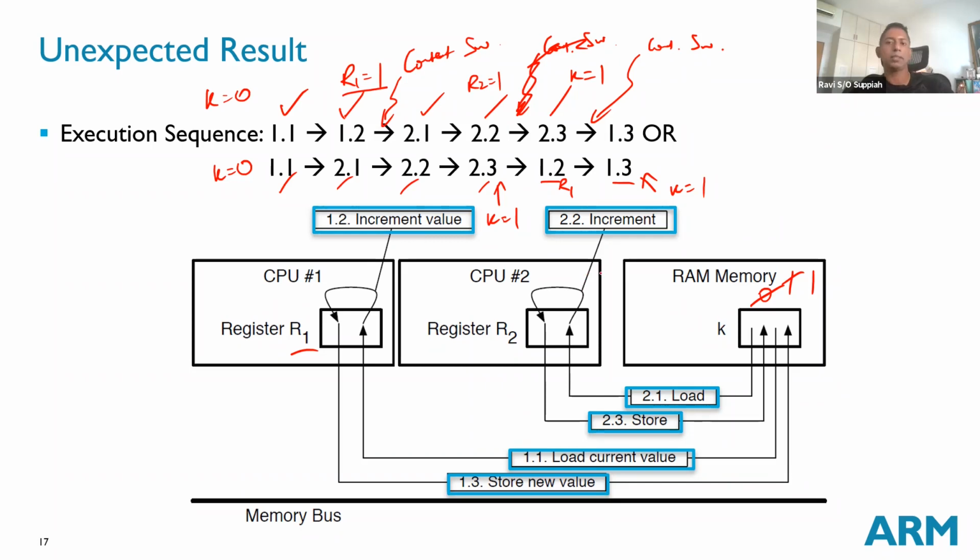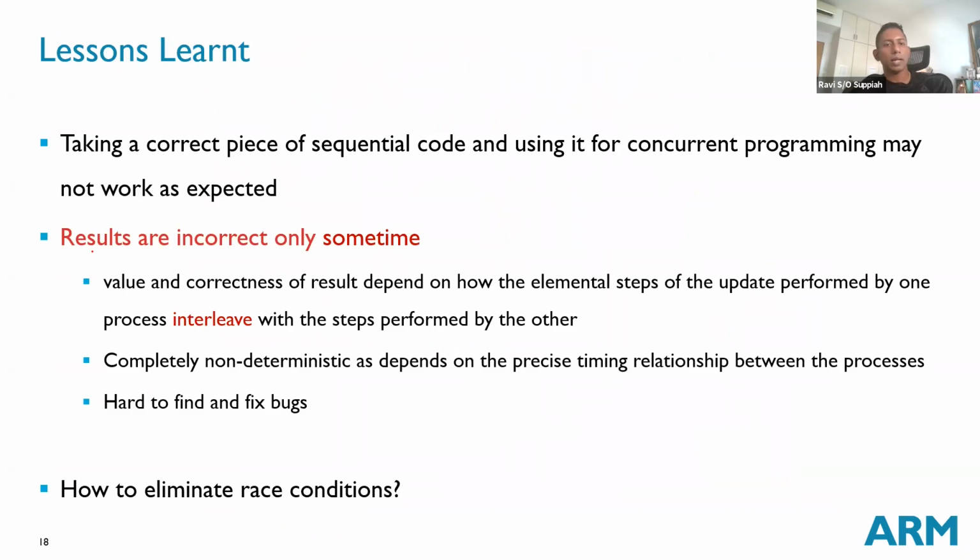In some cases when you run the code, maybe there is no issue at all. Everything seems perfectly fine, and then suddenly, because of some other dynamics in the program, there is a context switch, and then this issue happens. So it's very difficult to catch, because it may happen randomly. Results are incorrect only sometimes. So this is the main issue here. It's not consistent, and it depends on the timing relationship between the various processes.